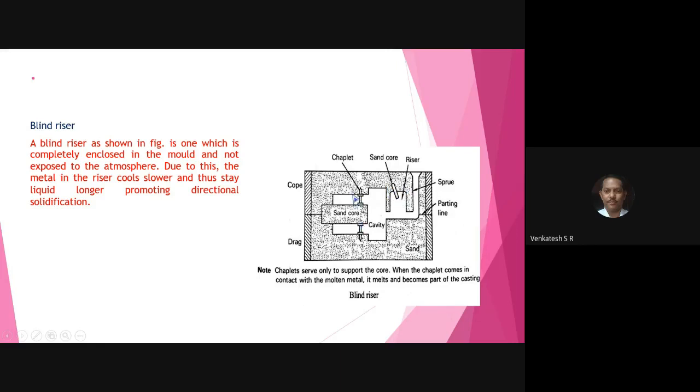One more thing, the volume of the blind riser is also added to the volume of the mold cavity. If the volume of the mold cavity is 20 kgs, then there is 5 kgs of blind riser. So that's very, very important. The 5 kgs of metal is present in the riser, and that is supplied by the blind riser. Only 2 to 7% of liquid metal is supplied to the mold cavity in order to complete the solidification process.